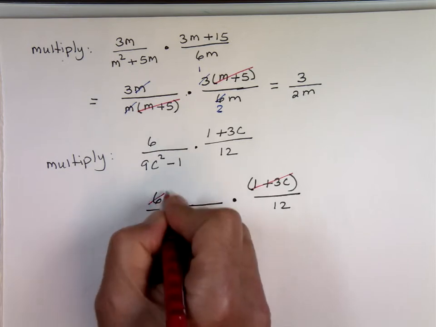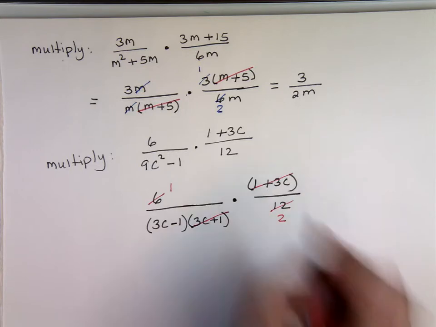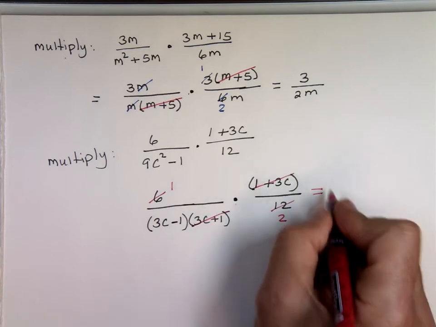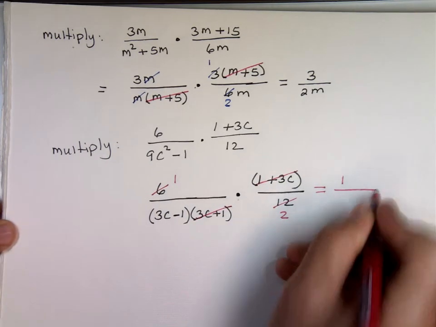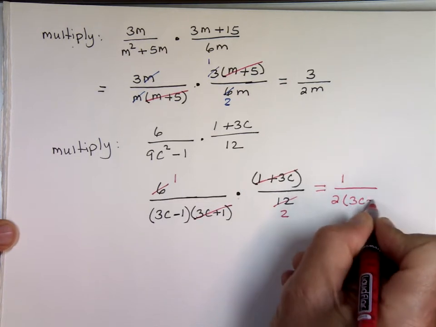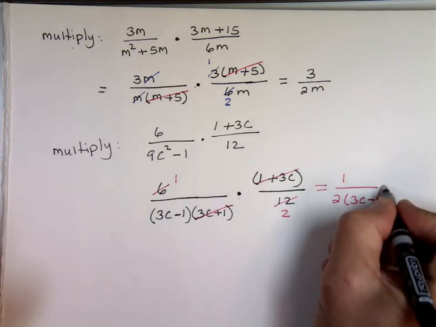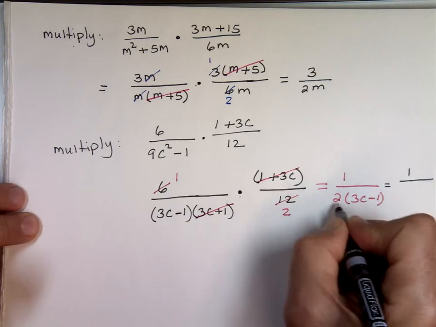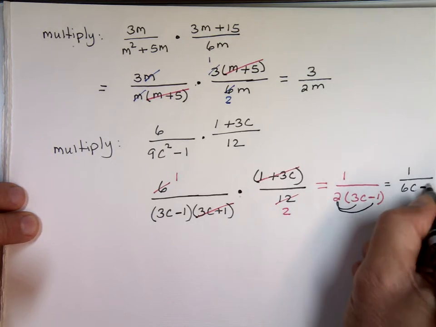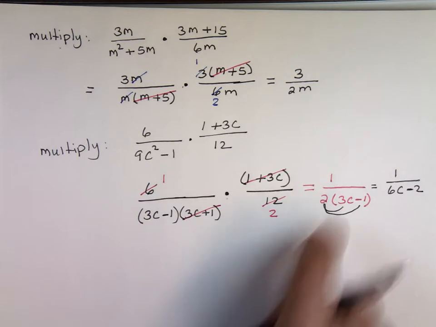By 6, this is 1. By 6, this is 2. So what's my final answer? 1 times 1, really. It's just a 1 on the top. In the bottom, I get the 2 and I get the 3c minus 1. Again, you can leave it like this, or you can multiply it by the 2. It's up to you. What's 2 times 3c? 6c minus 2. Again, it's just a preference. You can leave it like this, or you can leave it like that.